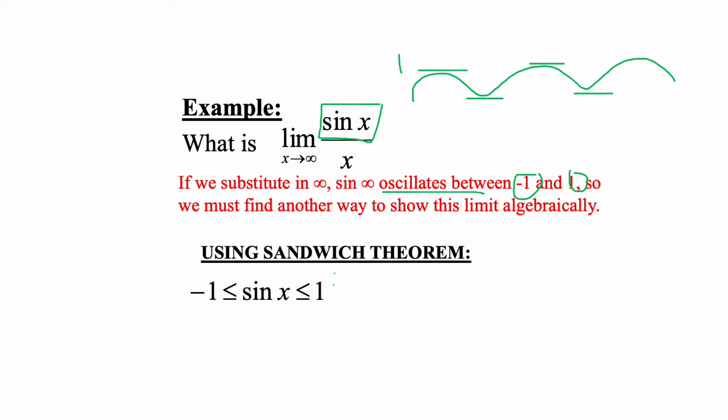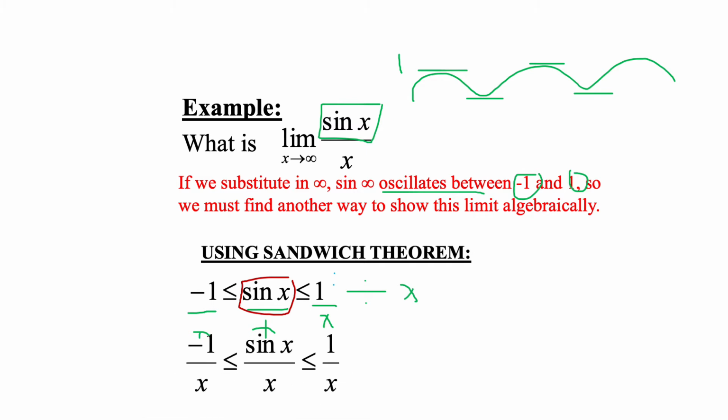But this is not our question, so I need to develop it. What should I do for this sine x to become our question? I need to divide all by x. When I divide all by x, I get here minus 1 over x, I get here sine x over x, and I get here 1 over x. So I will get a new inequality: sine x over x, which is our question, is between minus 1 over x and 1 over x.